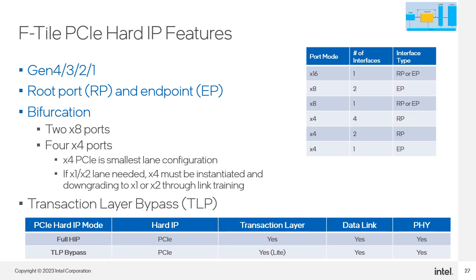Note endpoint and root port configurations require a different number of signals into the FPGA fabric. This means support for endpoint or root port changes with the number of ports implemented, as indicated in the table on the right. So, for example, the hard IP supports 2x4 root ports. If 2x4 endpoints are needed, then 2x8 ports must be configured and the remaining signals in each x8 interface are unused. Bifurcation is also supported.